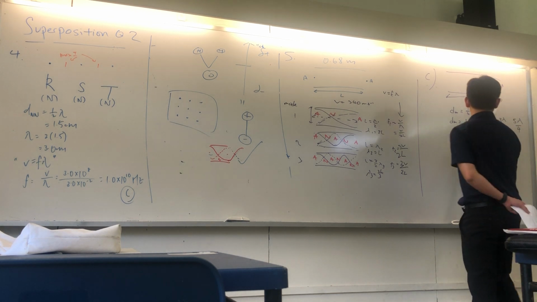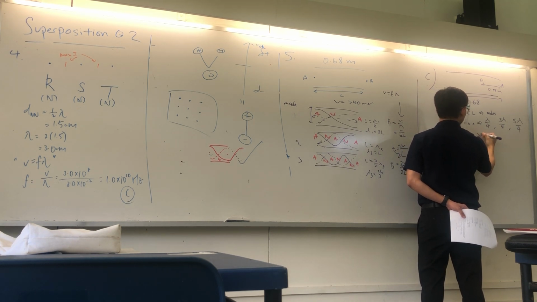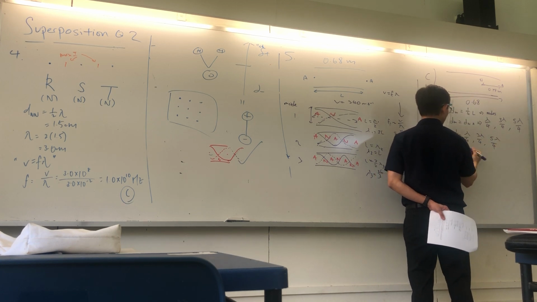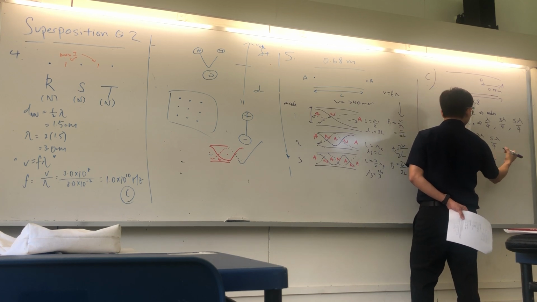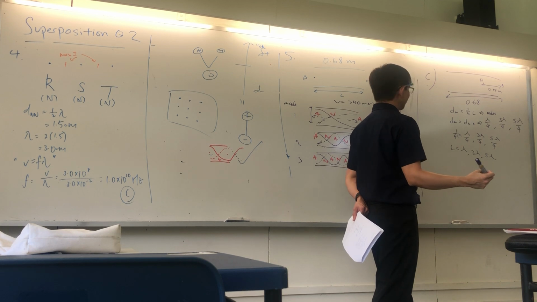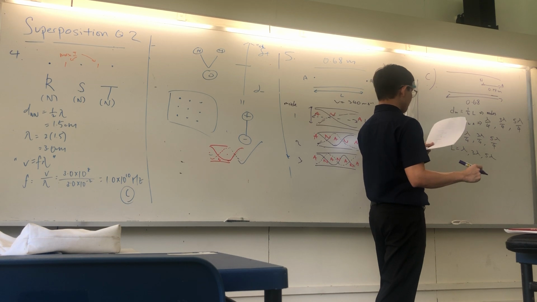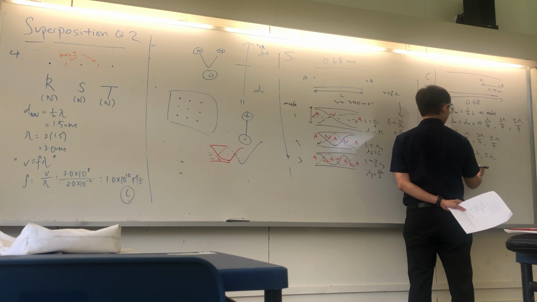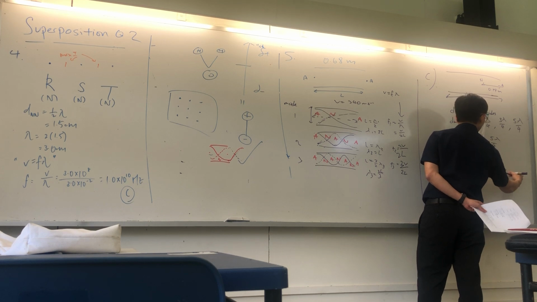So we are able to substitute now. This distance is 1/4 L. So 1/4 L equals wavelength over 4, 3 wavelength over 4, 5 wavelength over 4. So L equals wavelength, 3 wavelength, 5 wavelength. So now we can make wavelength the subject. Wavelength 1 is L, wavelength 2 is L over 3, wavelength 3 is L over 5.